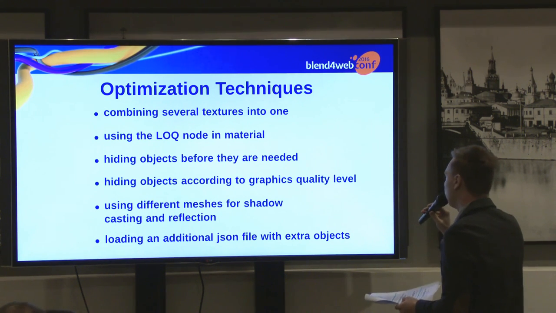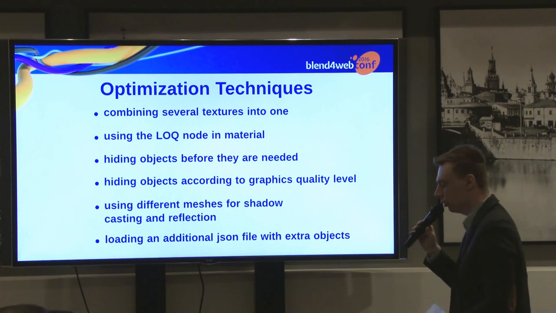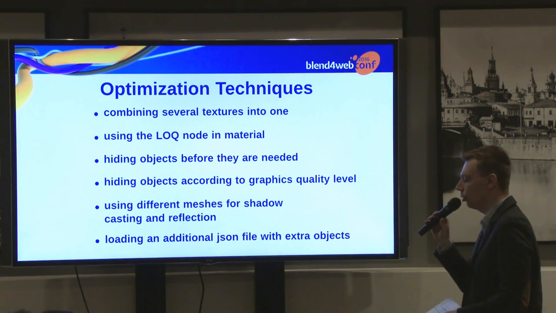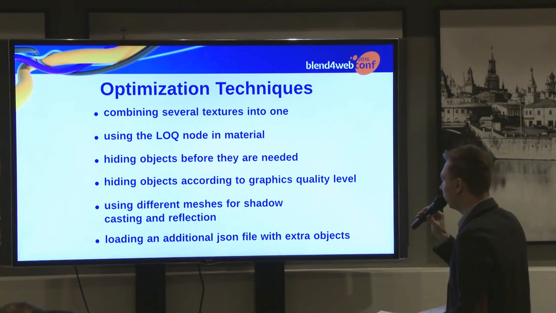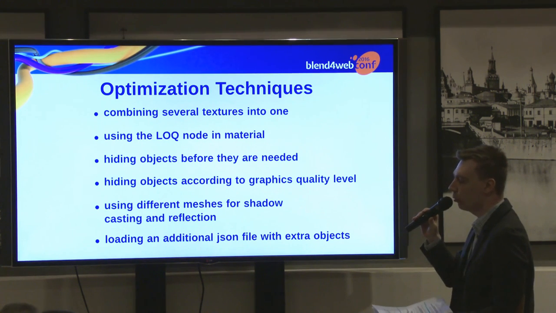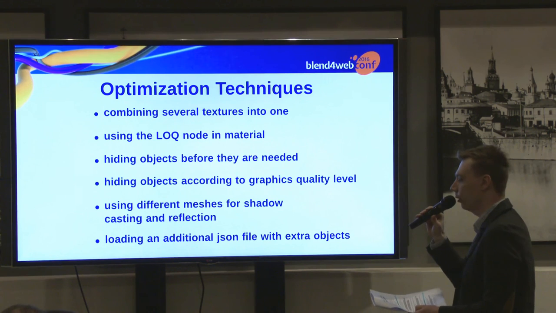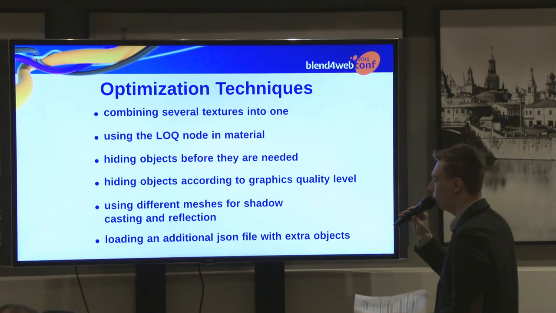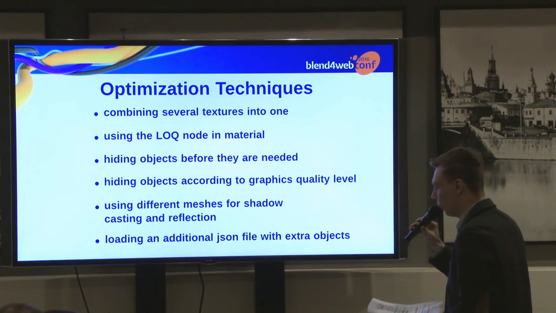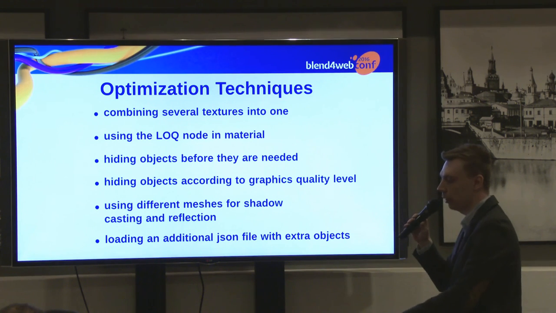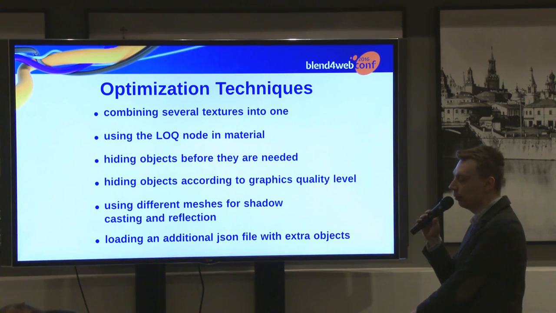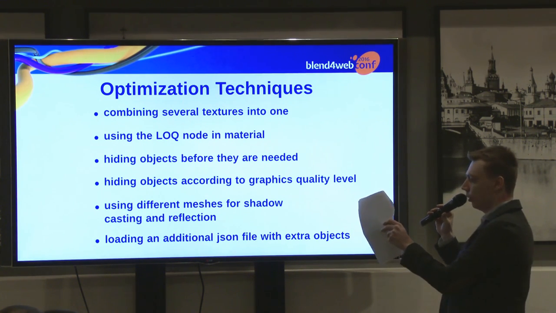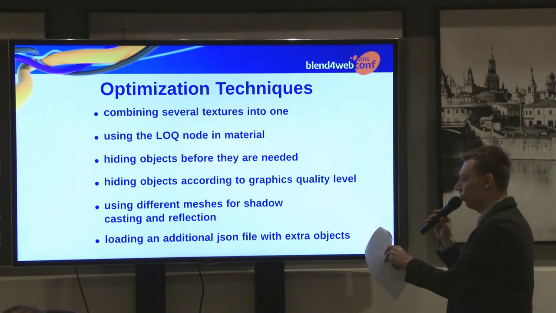Next is hiding objects before they are needed. In the node logic system, we have a node called hide object. It can be used to hide a specific object that you already don't need in your action, or before this object will be needed. It's more optimized than just putting your object somewhere where the camera can't see it, because your GPU will still compute it. If you use our hide object for this, it will be more optimized.